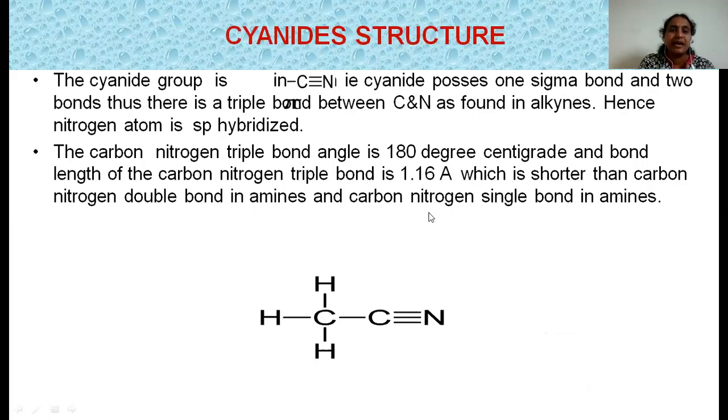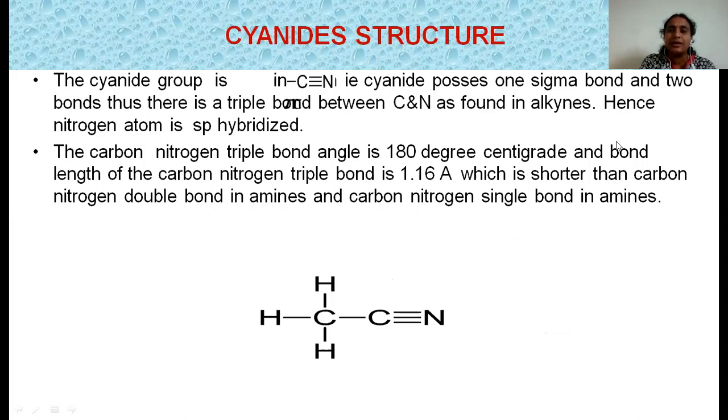So coming to the cyanide structure, the carbon is directly connected to the C, and between carbon and nitrogen there is a triple bond. The hybridization of the carbon and nitrogen is sp hybridization. Hence, the bond angle between the carbon and nitrogen is 180 degrees. So it's a planar structure, and the bond angle is 180 degrees.